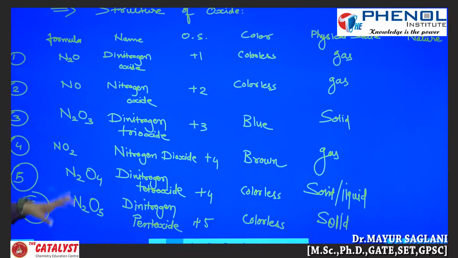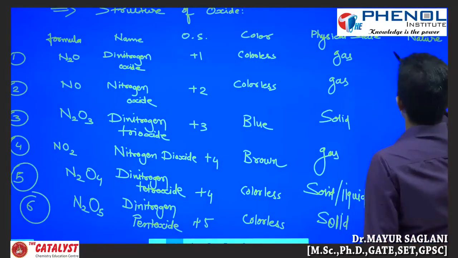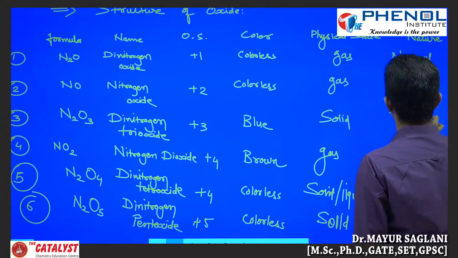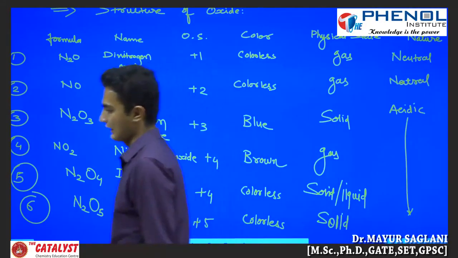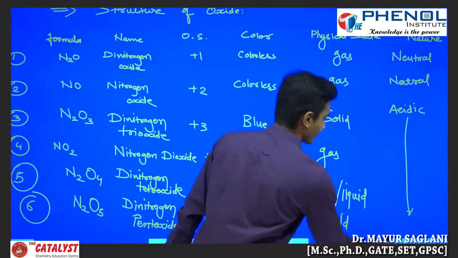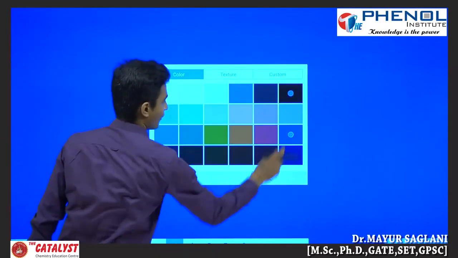The last compound is in the solid phase, and if you see nature, then it is neutral. Again neutral, again these all four are acidic. Next we will see the structure of the oxides.